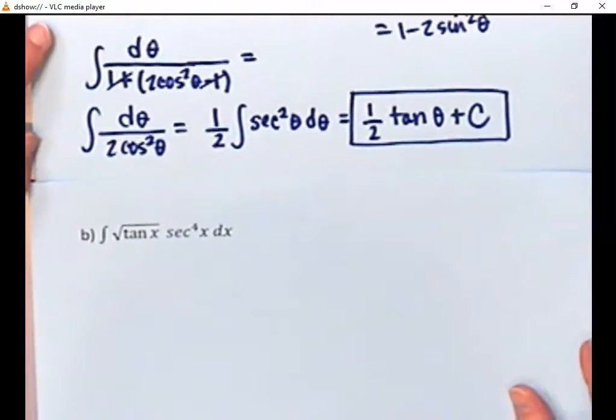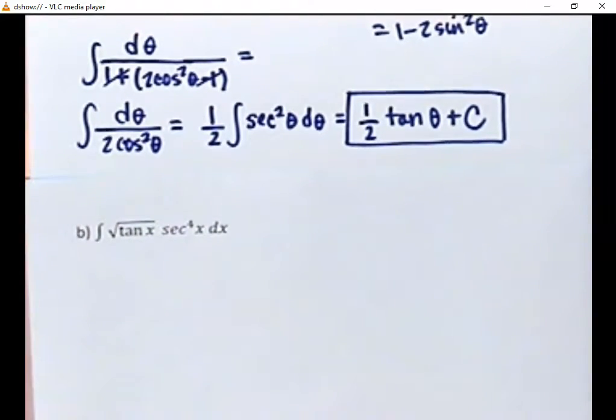So let's check out B, what I would do in this one. This one has the square root of tangent x, and then secant to the 4th of x dx. Okay, so the square root of tangent x and secant to the 4th of x.